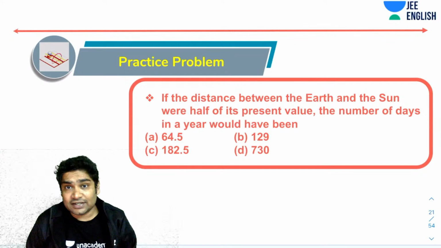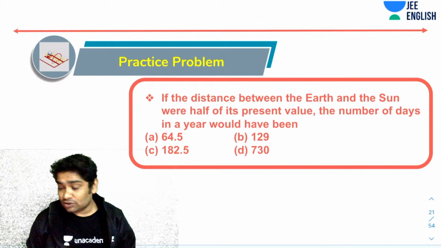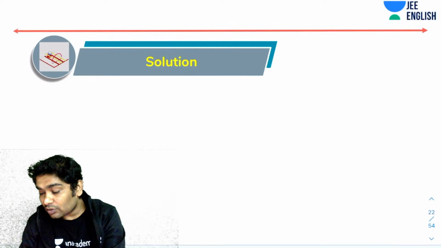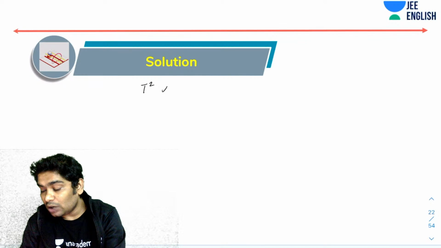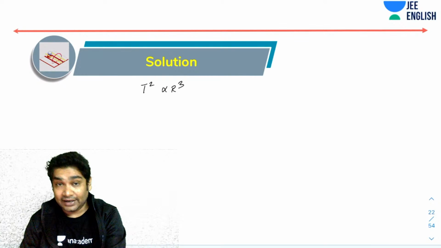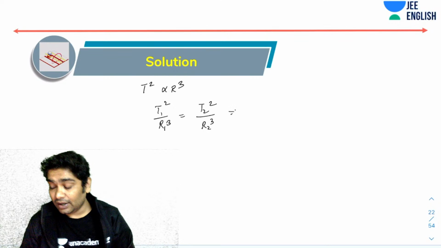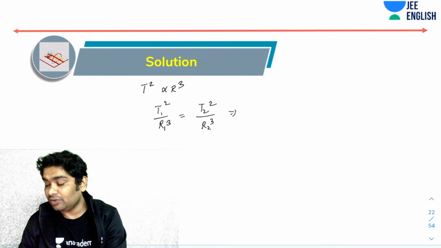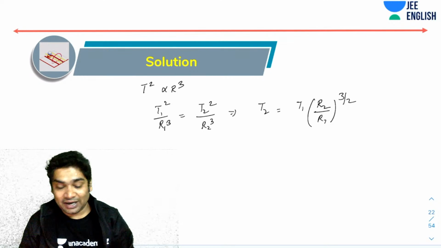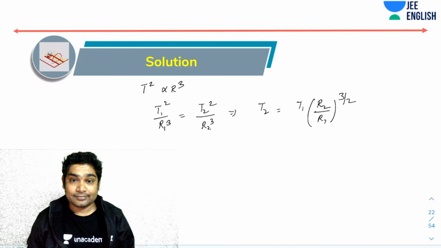in this question, use Kepler's law. Kepler's law tells you that T square is directly proportional to R cube. Correct. So can I say that T1 square over R1 cube equals T2 square over R2 cube? From here I can say T2 should be equal to T1 times R2 over R1 to the power of 3 by 2. Correct.